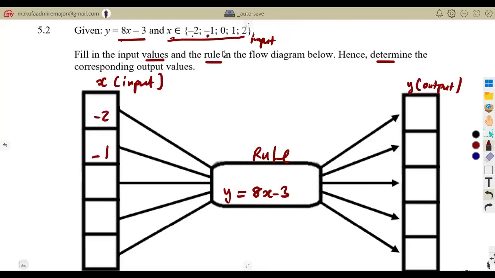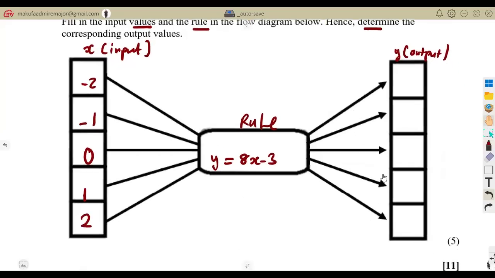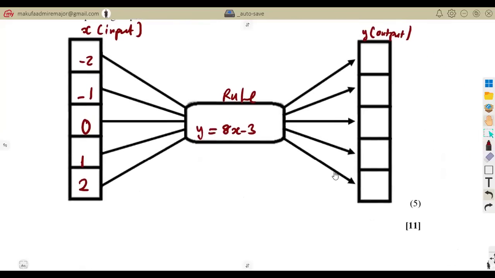So in that order, minus 2, followed by 1, followed by 2. We are already given, remember. So what is it that they want you to do? To obtain now the output values. So guys, this is 5 marks. Like you substitute, this is just one mark. So you can even use your calculator, guys.